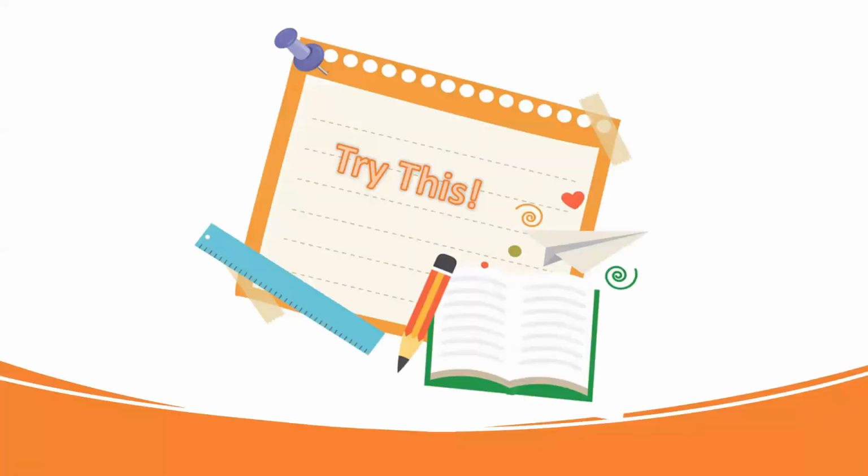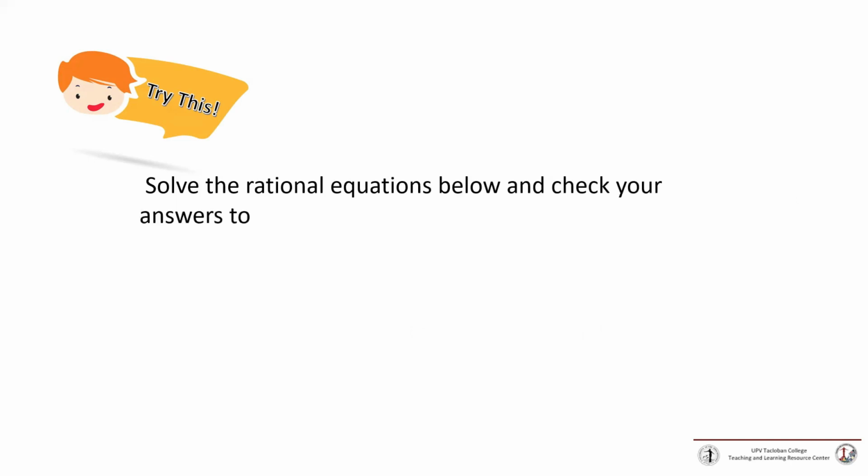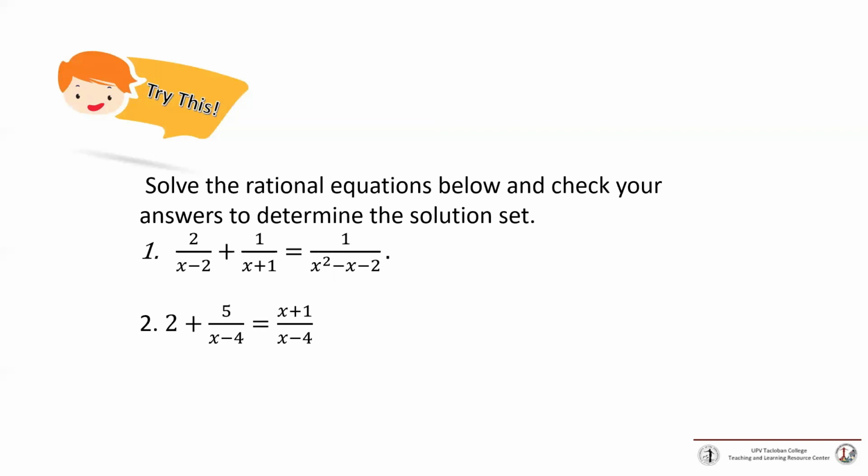And then you try this. Solve the rational equations below and check your answers to determine the solution set. Number 1: 2 over x minus 2 plus 1 over x plus 1 is equal to 1 over x squared minus x minus 2. And number 2: 2 plus 5 over x minus 4 is equal to x plus 1 over x minus 4. These are the rational equations that you need to solve to test if you really understood the lesson.